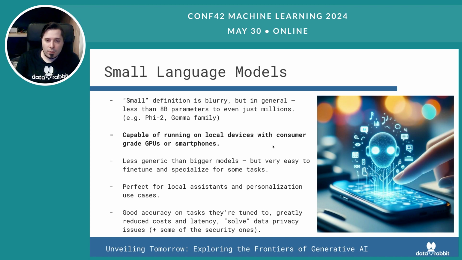So one trend that is currently emerging is small language models. The definition of small is kind of blurry, but in general, you can consider a large language model small if it has less than 7 or 8 billion parameters. They can have 2 or 3 billion, or even just millions. They need much less memory, and because of that, they can run on your local devices with consumer-grade GPUs, or even on smartphones, if we deal with small enough models.